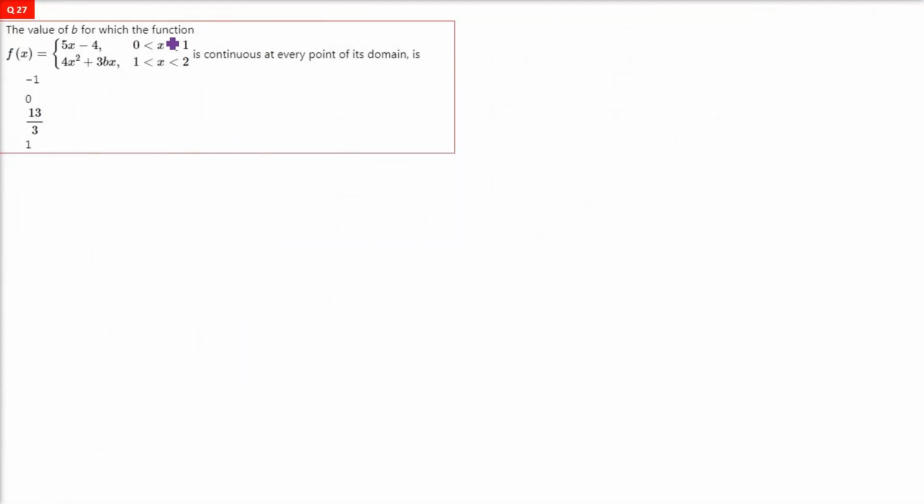Find the value of b for which the function is continuous. The point of discontinuity or continuity is 1. It is given in the question that this is continuous at every point in its domain. Since it is already given that it is continuous, we'll take the left hand limit and right hand limit at 1 and equate them so that we can get b. We need just one equation to solve for b.